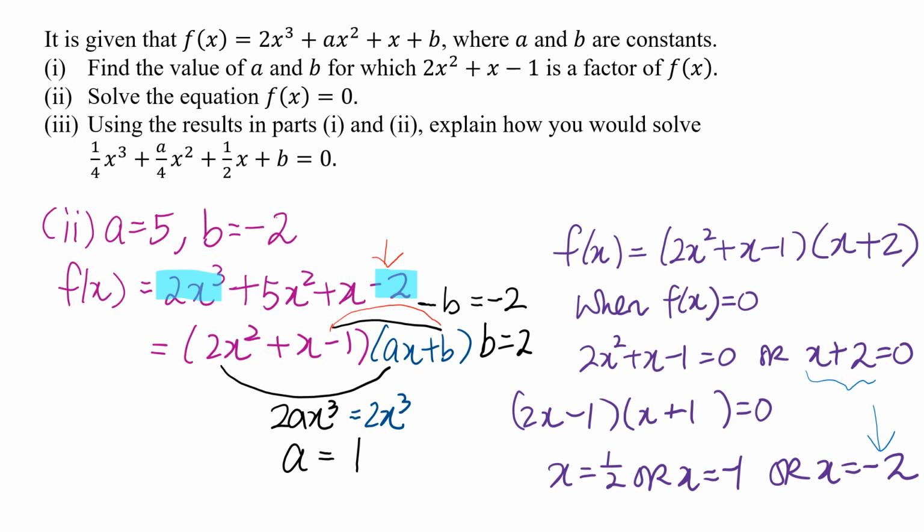So for this polynomial f of x, there are 3 real roots. One is half, one is -1, and one is -2. So that's how we do part 2. In the next slide, we'll look at how we can solve part 3.